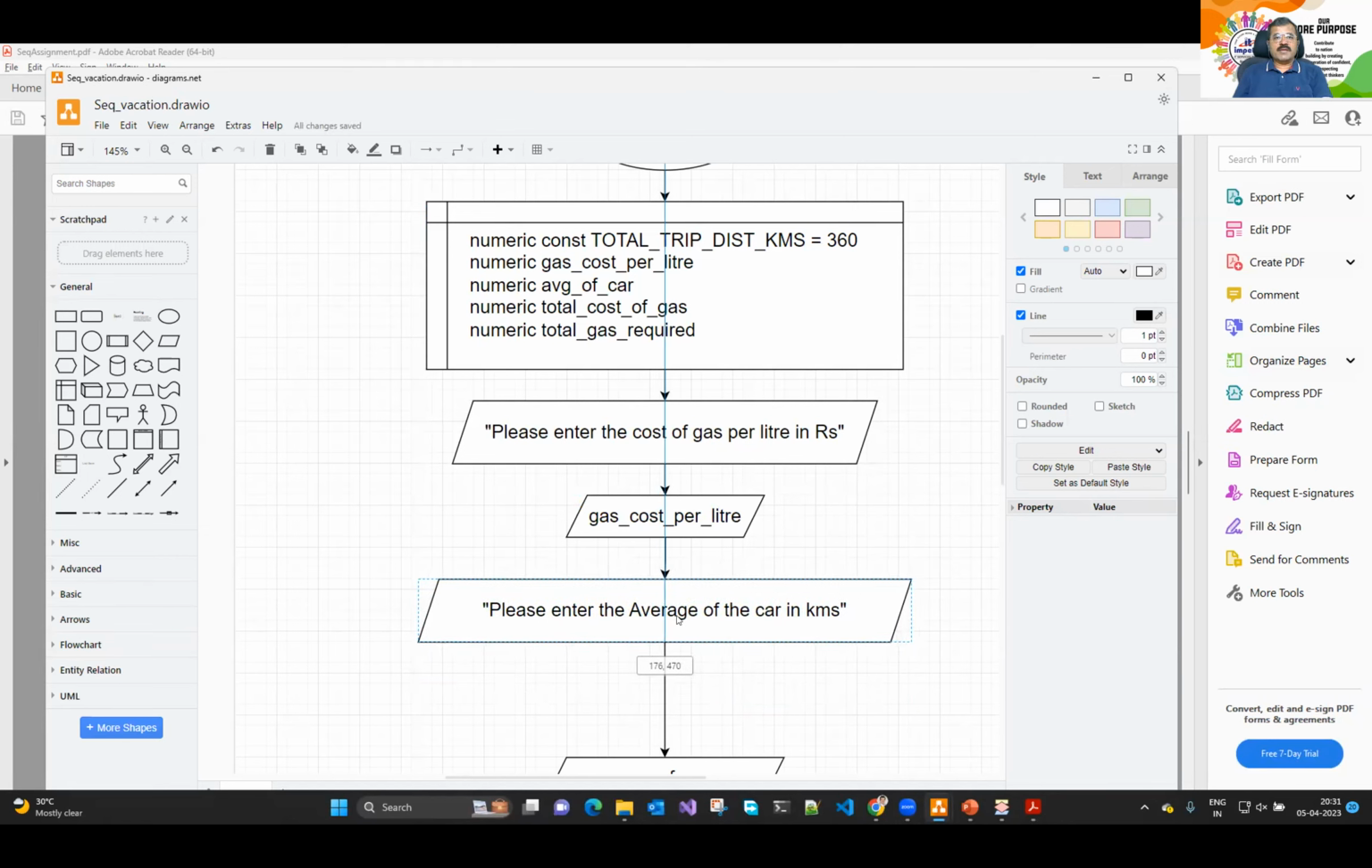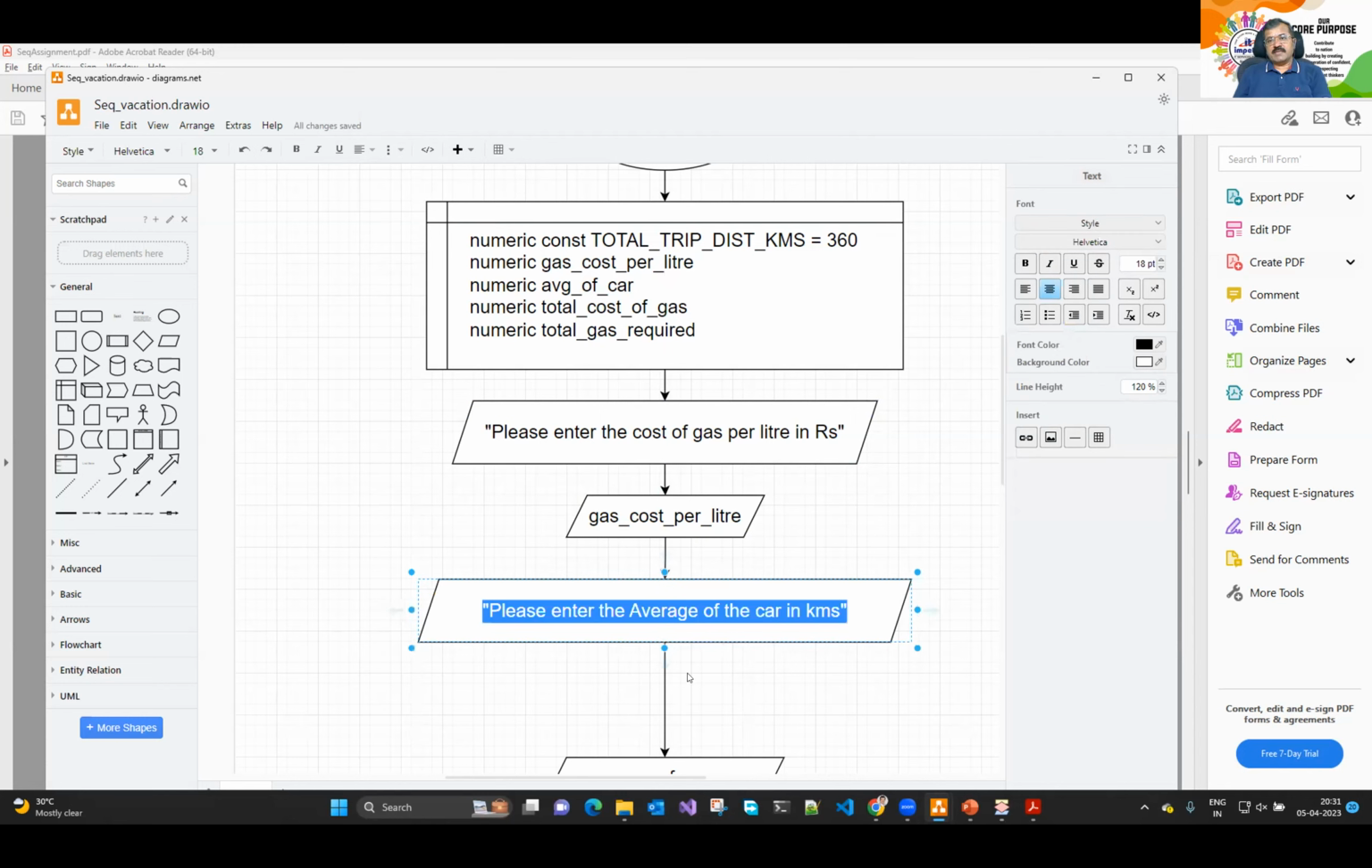So there was an improvement that we brought about in the first statement: please enter the cost of the gas per liter in rupees. Then for the average, how can you rephrase this statement? Although it is correct, how will you rephrase it? Please enter the average kilometers traveled per liter.